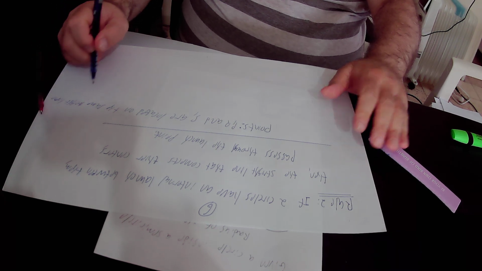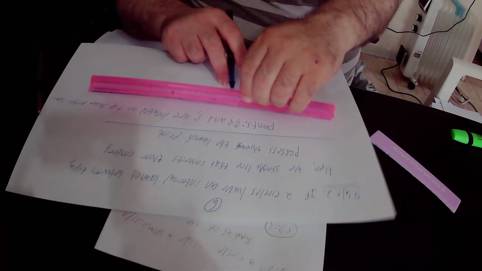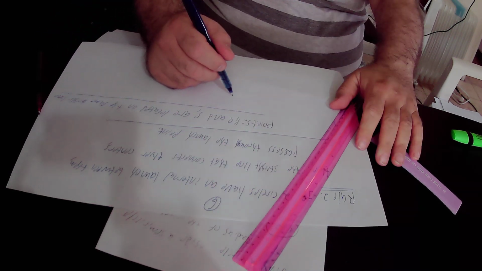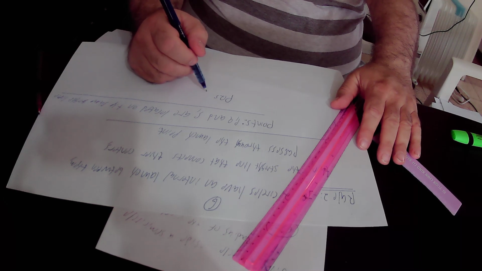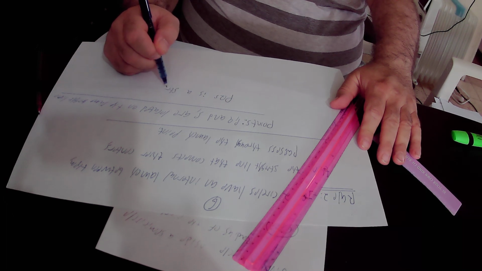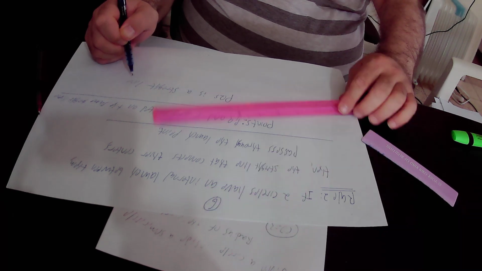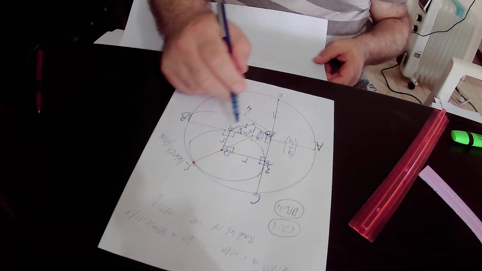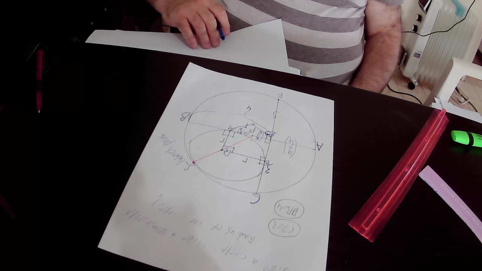Okay, points P, Q, and S are located on the same straight line, or you can also say that line segment PQS is a straight line. Okay, line segment PQS, the red line, is a straight line.